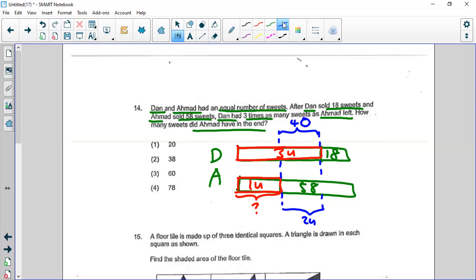Compare how many more or how many lesser. Then you can see that your 2 units is equal to 40. Then your 1 unit is 40 divided by 2, 20. Okay, and how many sweets did Ahmad have in the end, which is 20 units. I mean 20, right? 20 sweets. So the answer is 1.